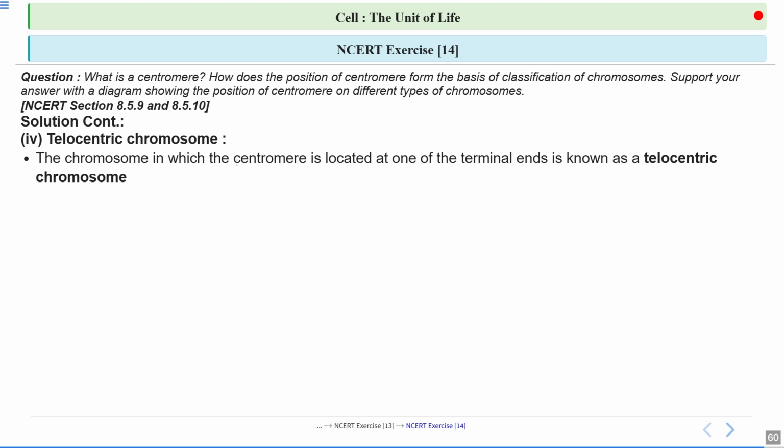The chromosome in which the centromere is located at one of the terminal ends is known as a telocentric chromosome. So here the centromere is at the terminal end. You can see these are telocentric chromosomes. Here the centromere is terminal. The shape of the chromosome is like a small I. These are the chromosome arms here. These are telocentric chromosomes.